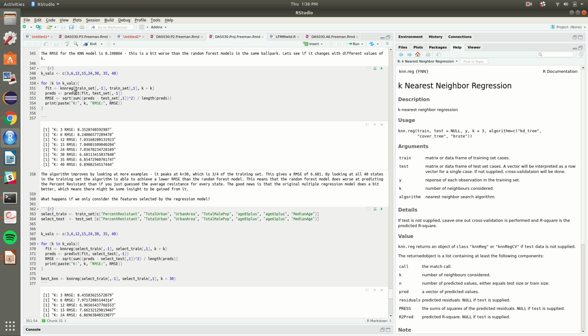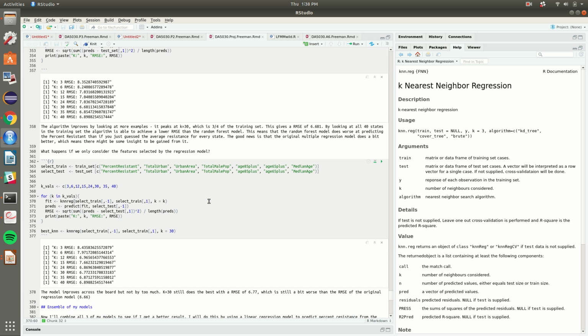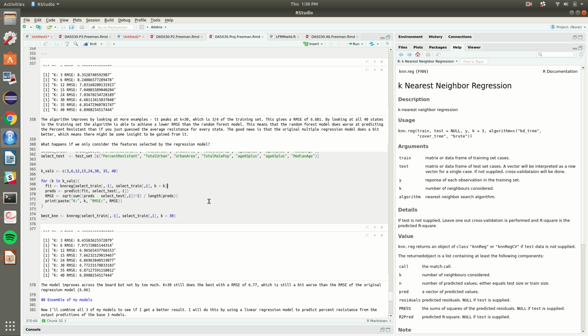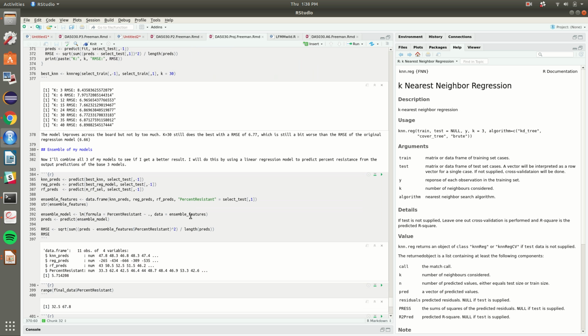So let's try different values of k. I tried 3, 6, 12, 15, 24, 30, 35, and 40. I found that 30 was the best value of k, and it got me a root mean square error of 6.68, which is pretty good, but still not as good as the original linear regression model. So again, same as the random forest, I'll try that smaller set of features. Again, 30 performed the best, and it got a little bit better. The root mean square error was now 6.77, so it improved a bit, but still not as good as the original linear regression model.